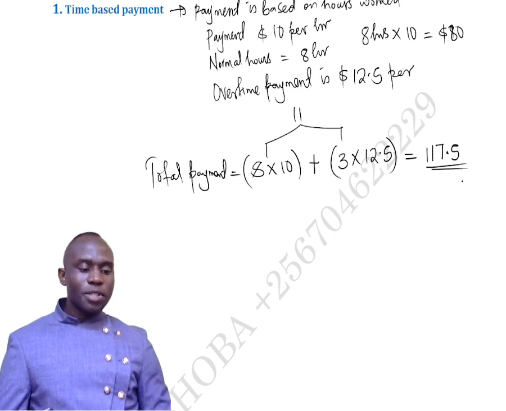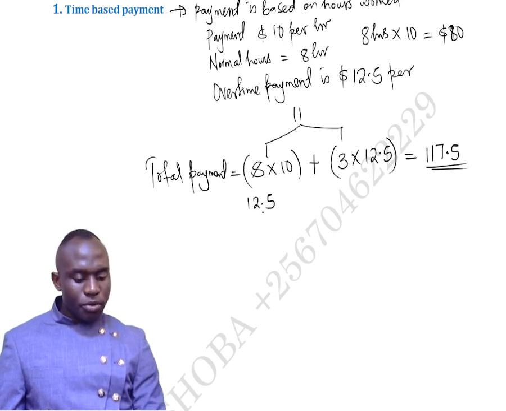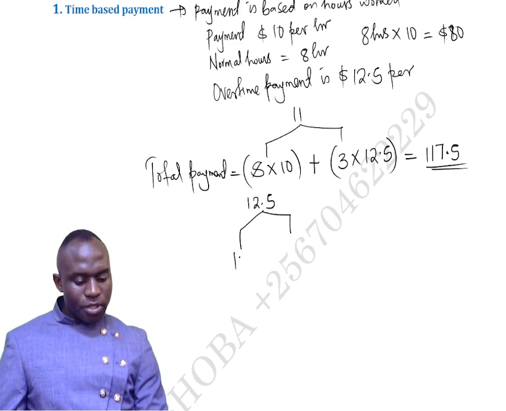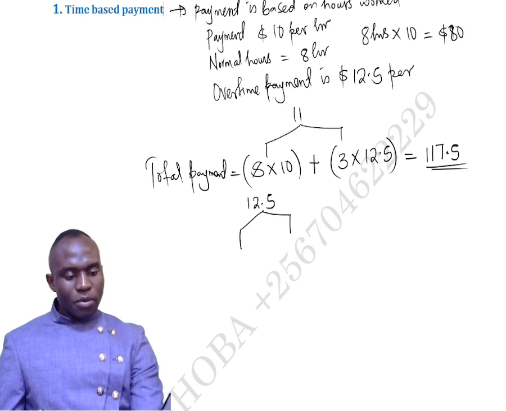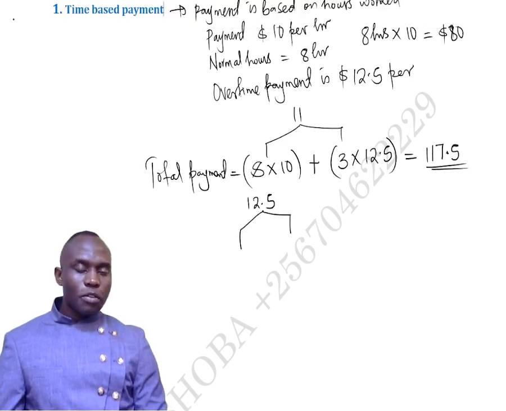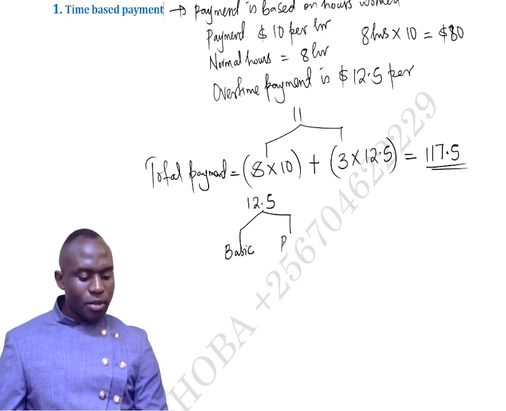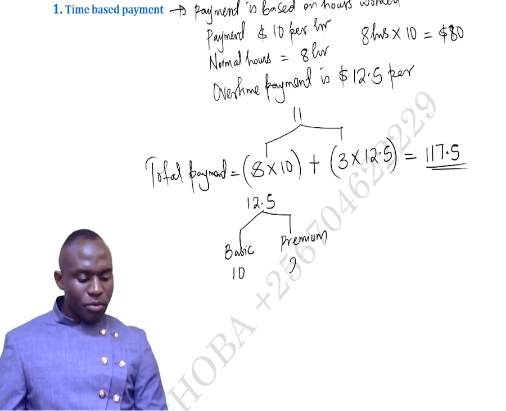Now take note of this, that this overtime payment, the 12.5, is divided into 2. It has the basic payment, which is 10, and it has the overtime payment, which we call the premium. So this 12.5, the total overtime payment, has what we call the basic or the normal payment, and it has the premium. The basic is 10 and the premium is 2.5.